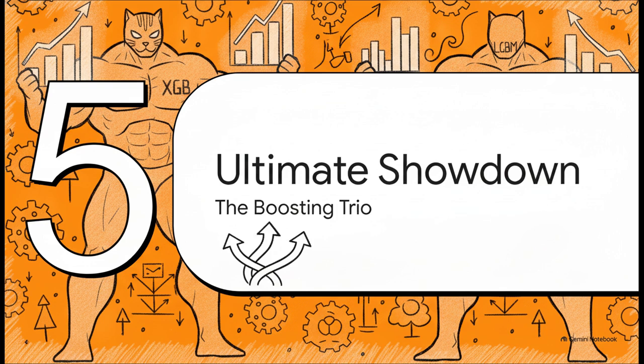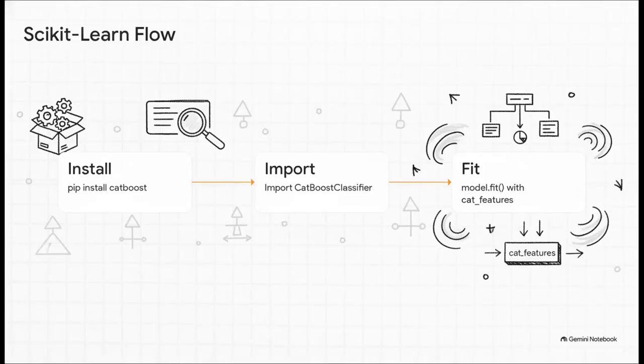All right, Section 5, the ultimate boosting showdown, completing the scikit-learn workflow. Getting started with this is incredibly simple, and it perfectly aligns with the scikit-learn workflows we've been using all along. You just pip install it, import your classifier or regressor, and call model.fit. The only real difference? You directly pass in a parameter called cat_features to explicitly tell the algorithm which columns are categorical. Then you just step back and let CatBoost apply its specialized internal handling entirely on its own.